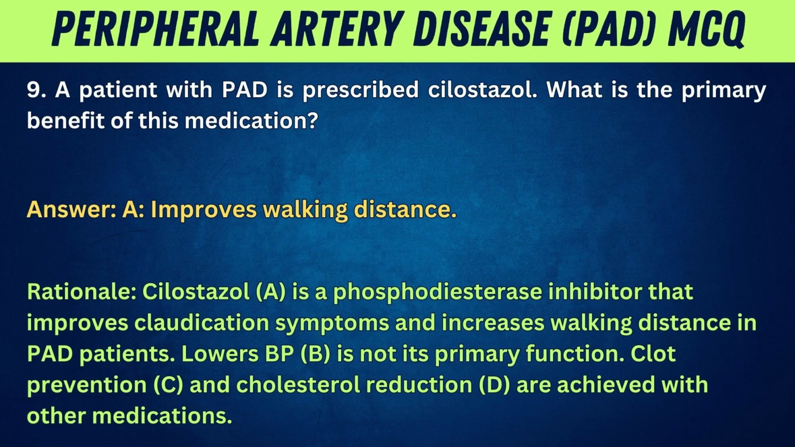Rationale. Cilostazol, A, is a phosphodiesterase inhibitor that improves claudication symptoms and increases walking distance in PAD patients. Lowers BP, B, is not its primary function. Clot prevention, C, and cholesterol reduction, D, are achieved with other medications.